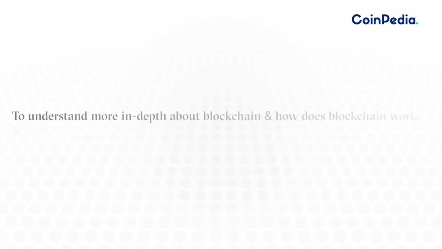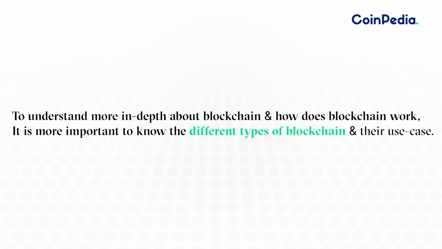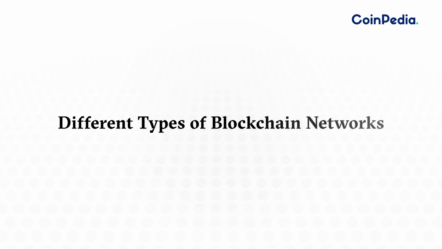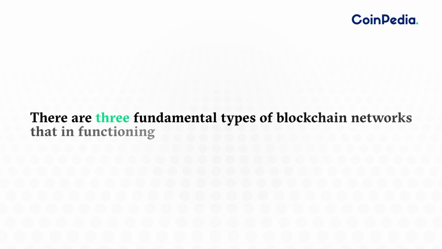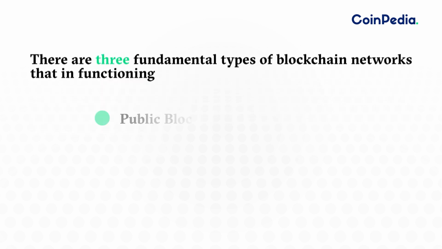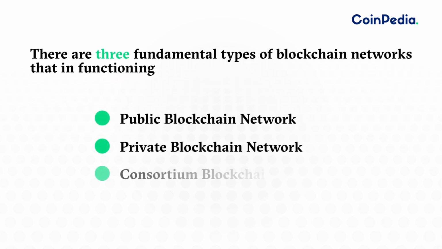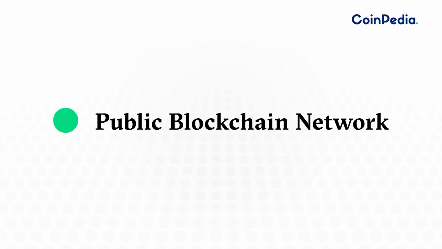To understand more in depth about blockchain and how blockchain works, it is important to know the different types of blockchain and their use cases. What are the different types of blockchain networks? There are three fundamental types of blockchain networks: public blockchain network, private blockchain network, and consortium blockchain network. Public blockchain networks.